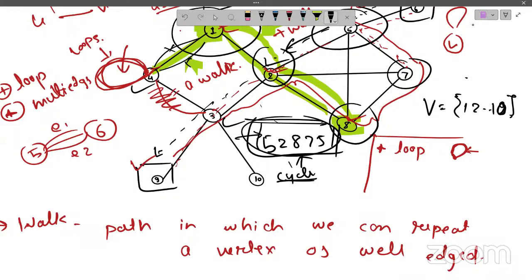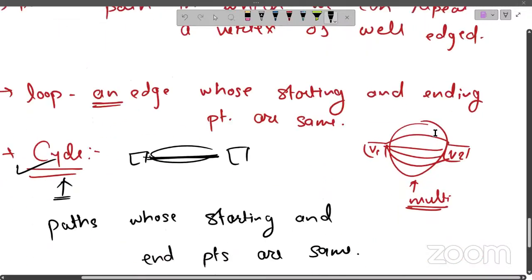That's it. Similarly, a path is also written in the same way. The vertices you have traced in your whole journey, that is called the path.